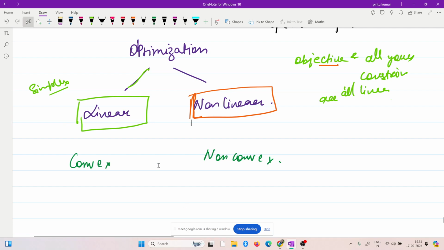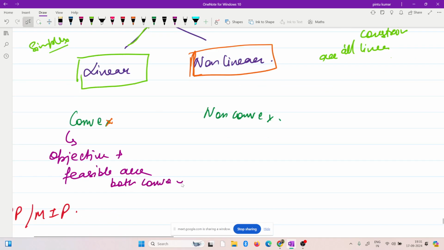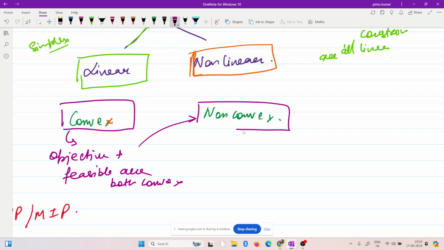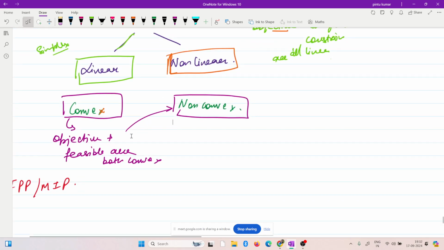Another bifurcation happens on the basis of convexity. Here also, if your objective function plus the feasible region are both convex, so we define convex set and convex function both, if both of them are convex, then we call this a convex optimization problem. If one of them is not convex, then it comes into the category of non-convex optimization problem. I'm just mentioning it so that if you give an interview sometime and somebody asks you, because these are elementary things, you should just know the definitions.